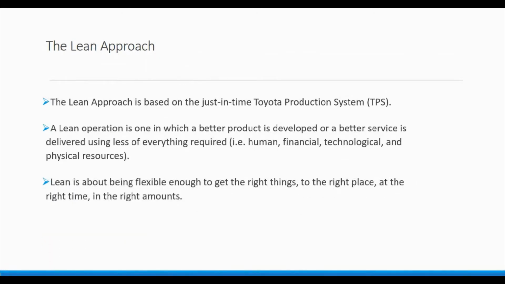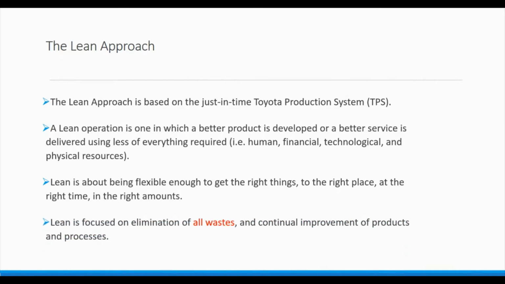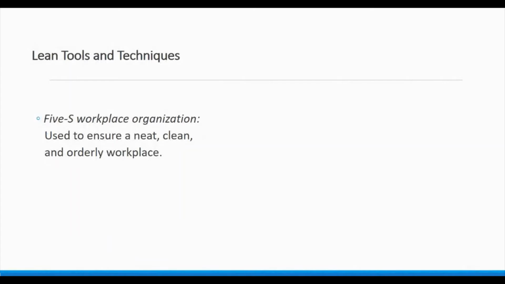Lean is about being flexible enough to get the right things to the right place at the right time in the right amount. And as you can imagine, this is very difficult to do at the beginning, but slowly, as more projects for continual improvement happen in an organization, the organization is better able to give a process or a service that has improved over time and to be the most efficient possible. Lean is focused on the elimination of all sorts of waste and the continual improvement of the product and processes.